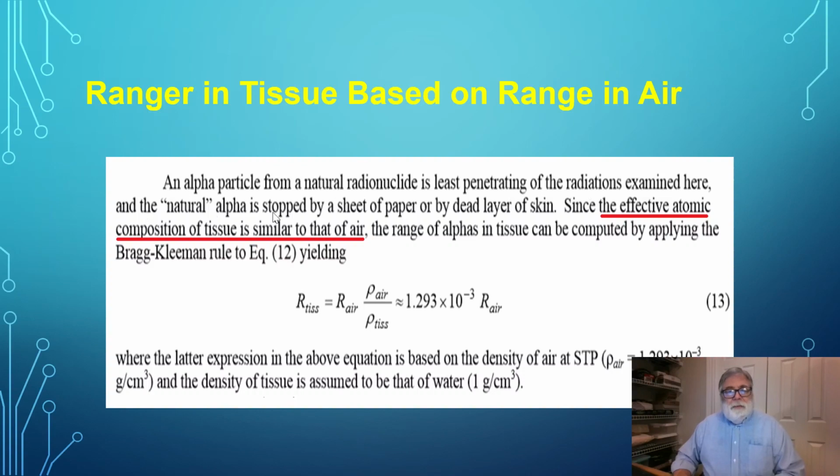So the thing that's helpful here is that the atomic number in tissue is quite similar to the atomic number of air. Air, as I said, is made of oxygen and nitrogen. Tissue is made of carbon, hydrogen, and oxygen, so they're very similar atomic numbers. And if you work it out, we know the density of air. We just went through it here. We know the density of tissue. It's close to 1. It's not exactly 1, but the ratio is 1.293 times 10 to the minus 3rd.